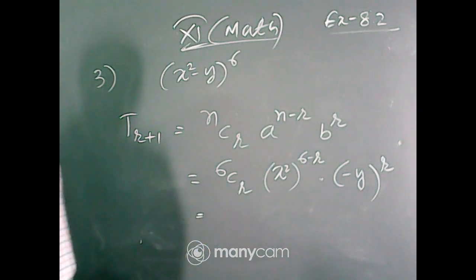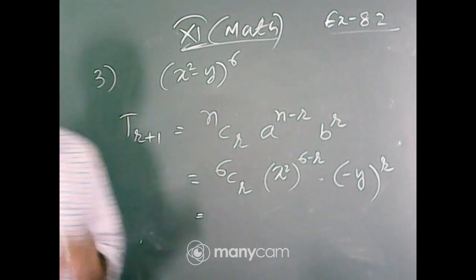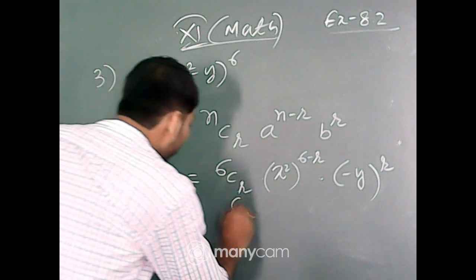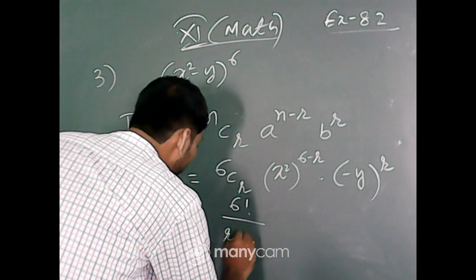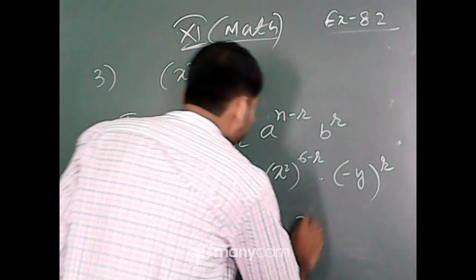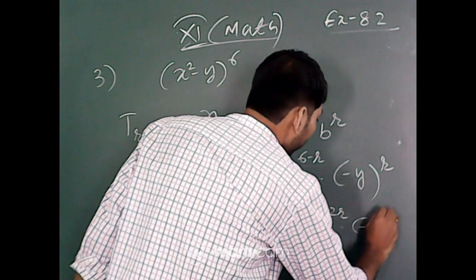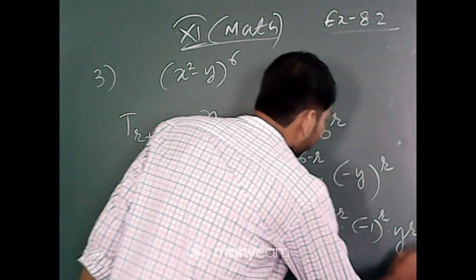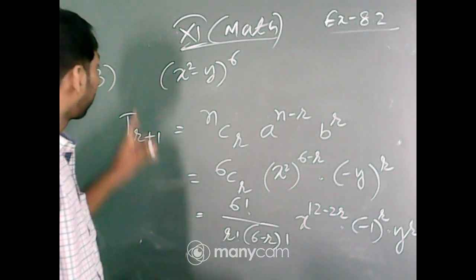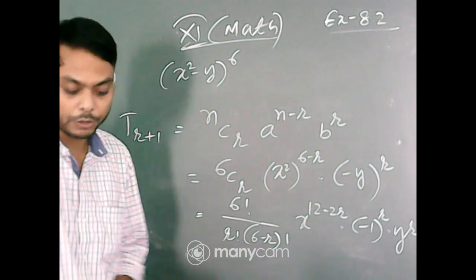So just expand the formula, that means the nCr. You know that the formula will be n factorial by r factorial into n minus r factorial. So it will be 6 factorial by r factorial into 6 minus r factorial, and then it will be x to the power 12 minus 2r, then into minus 1 to the power r into y to the power r. So that is the general term of the expansion of x square minus y whole to the power 6. So that is our question number 3.